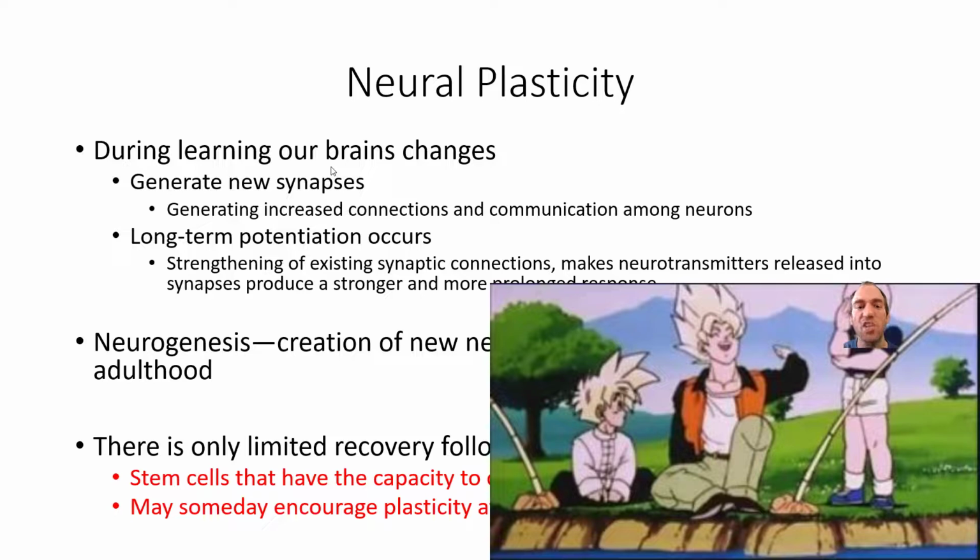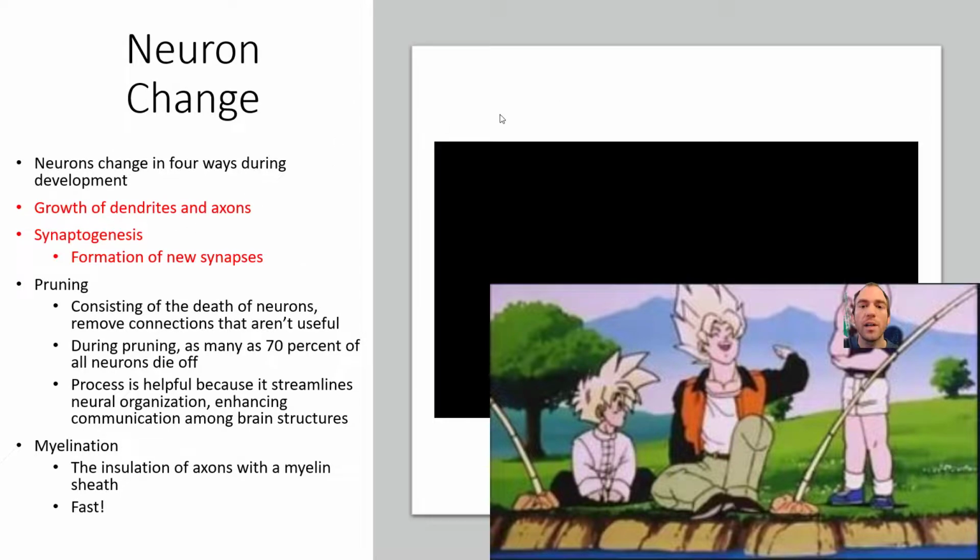So there's a limitation on the neuroplasticity. And I have here 4 ways in which neurons change during development, but I just want to focus on 2. The first being pruning. This consists of the death of neurons. They remove connections that aren't useful.